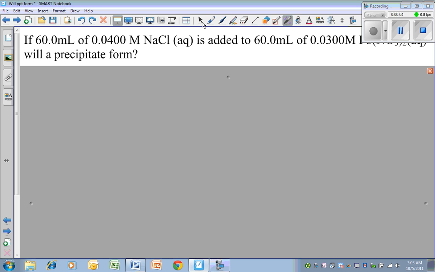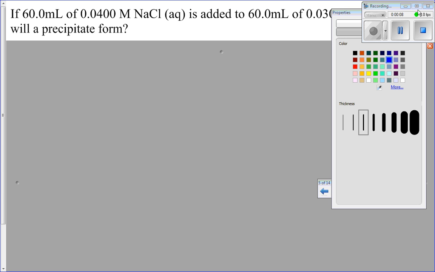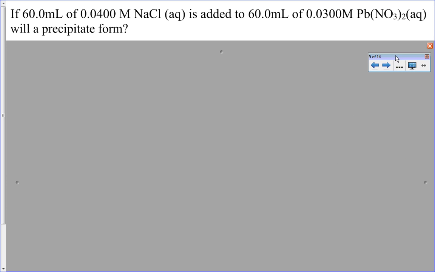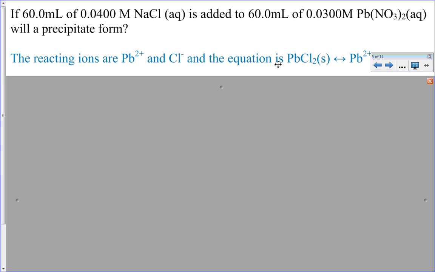The level 2 type problem is much more accurate in terms of describing what could really go on. So in this one, what we have are things you could do in the lab. Mixing different volumes of different concentrations together and determining whether or not a precipitate forms. Right? So an important first step is identifying what are the reacting ions.